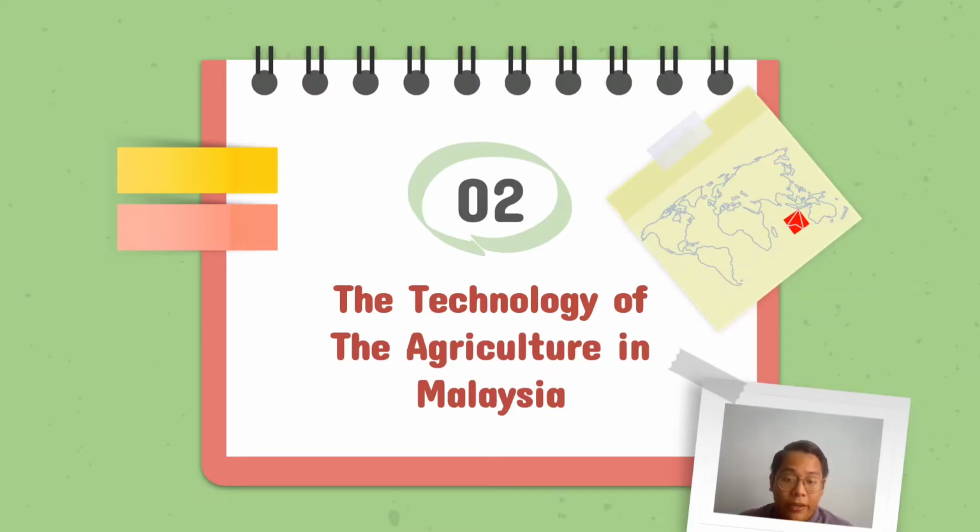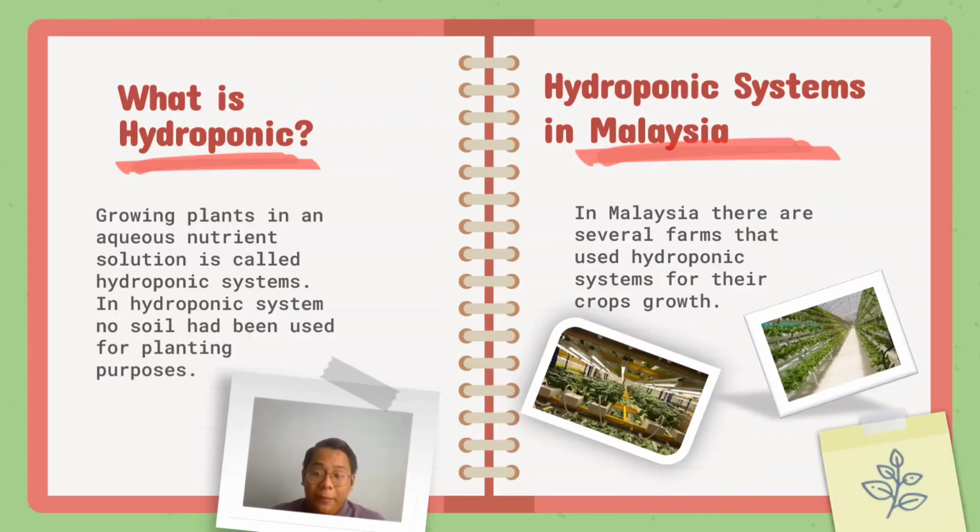We already know about technology, so now let's take a look at the technology of agriculture in Malaysia. In Malaysia, there are a lot of agriculture technologies that have been used. For example, fertigation, aquaponic, aeroponic, and hydroponic. But for my topic for today, I choose the hydroponic system.